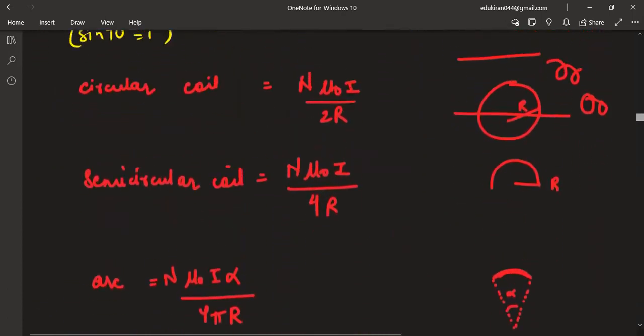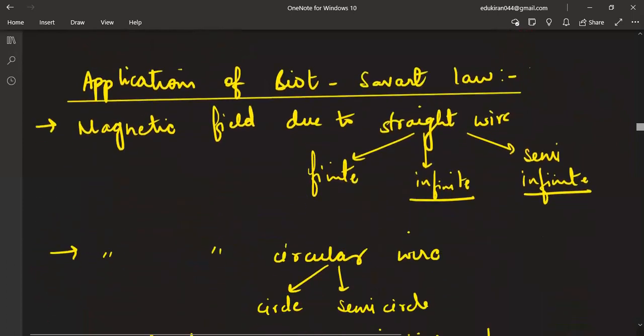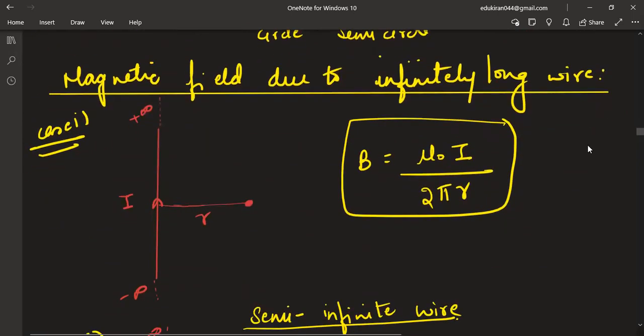These are some values for a circular arc. I'll tell you the applications of it, but first have a look at the magnetic field due to an infinitely long wire. So B is equal to mu naught by 2R. This is the magnetic field due to an infinitely long wire.